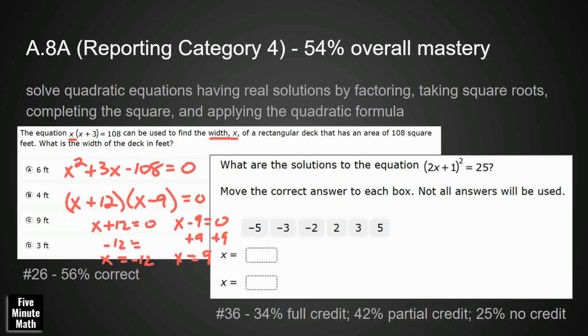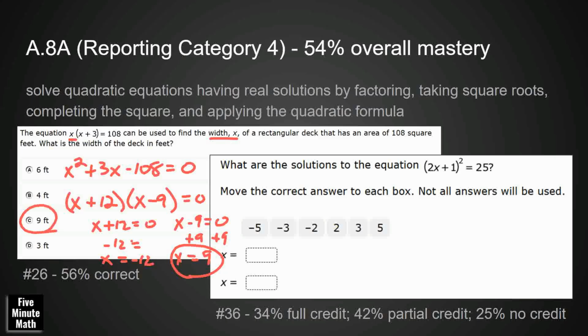Now, we can only have one of these because this is a real world situation. You cannot have a negative length, so it can't be negative 12 and positive 9. It can only be positive 9. Because sometimes when you're dealing with quadratics, when you interpret it into a situation, you don't take both solutions. And you can't have a negative 12 length. You can have a 9 length, so that's going to be our answer, C.